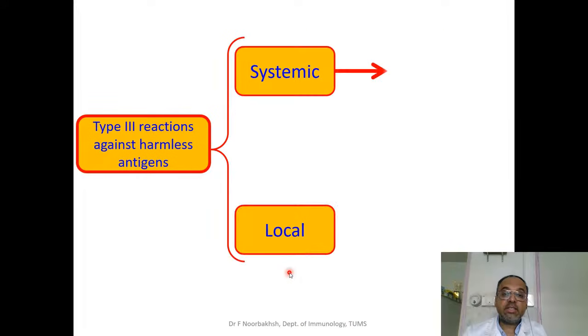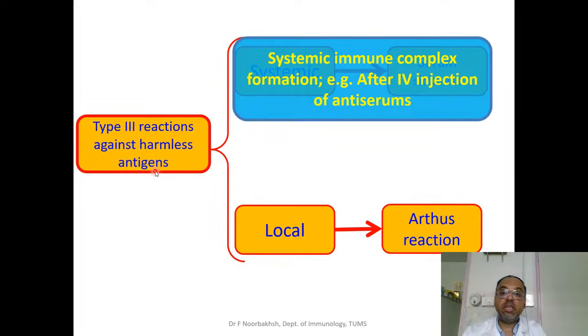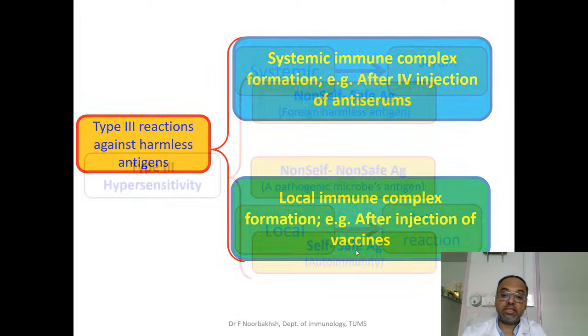So in this case, we can say that we have type 3 reactions against harmless antigens. Sometimes it's systemic, all over the body, when you perform serum therapy. And by the way, serum containing antitoxins, for example, is usually given through an intravenous route, so it spreads all over the body. But it can also be local, in the case of tetanus vaccination. It's called the Arthus reaction. So both of these are examples of type 3 hypersensitivity against harmless antigens: systemic immune complex formation after IV injection of antiserums, or a local immune complex formation after injection of vaccines.